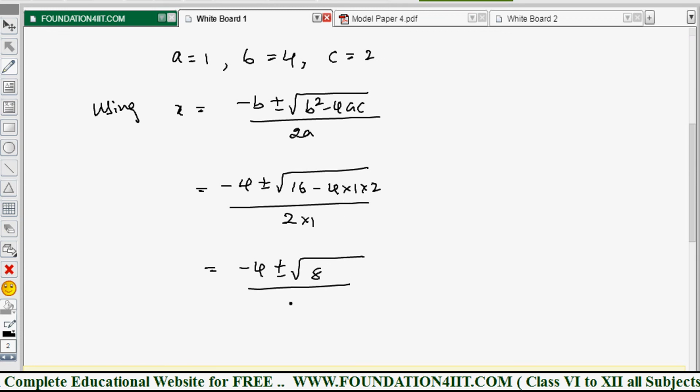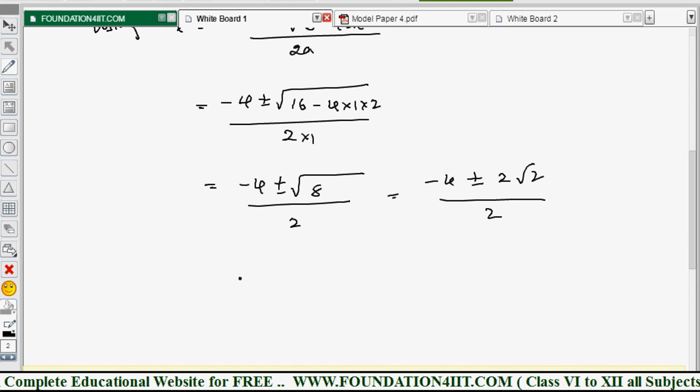16 minus 8 is 8, and by 2. Minus 4 plus or minus root 8, you can write 2 root 2. 8 we can write as 4 into 2. Root 4 is 2. Divide by 2. Now take 2 common and cancel. Then that is minus 2 plus or minus root 2 we will get. 2 common and cancel the denominator.